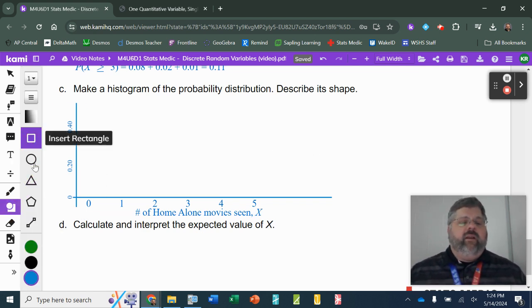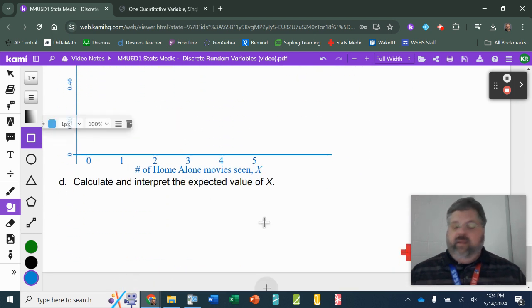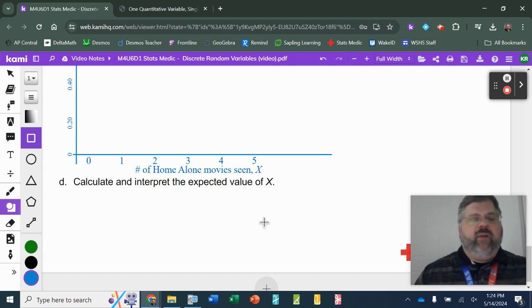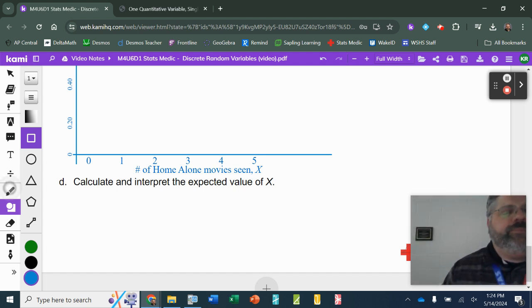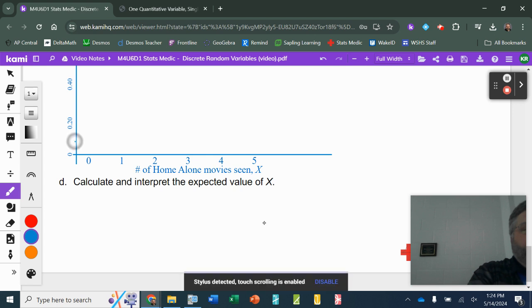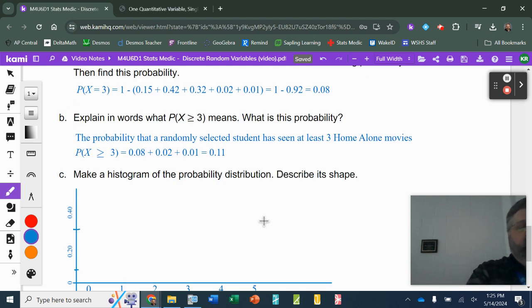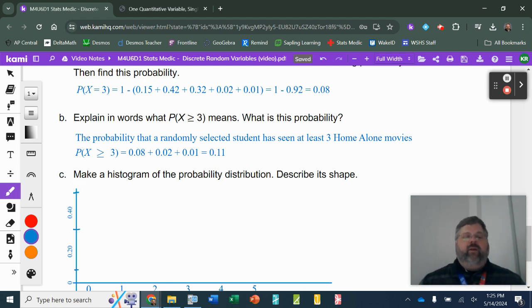I've got a little rectangle tool here. For 0 films being seen, it was 0.15. So let's go ahead and put those marks in there for the odd values. We're going to call that 0.10. We'll call this right here 0.3 or 30%. And then let's put a mark up here for 0.5. So that will be 0.5. Anybody coming along should be able to identify what those values represent.